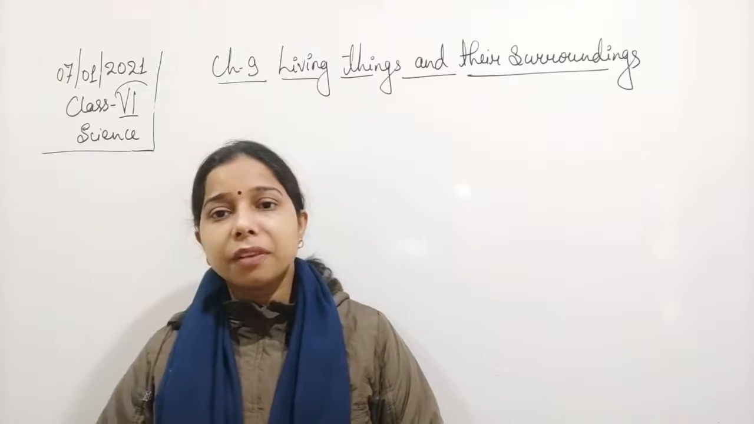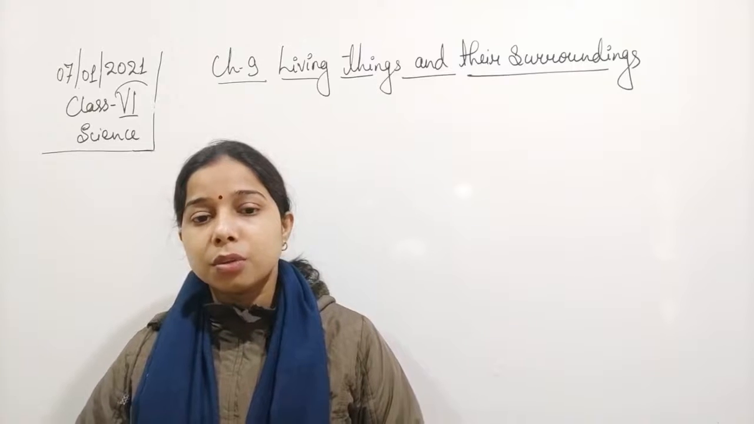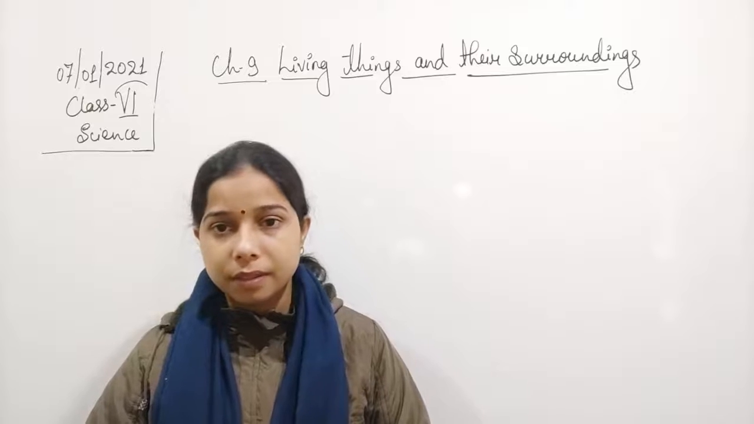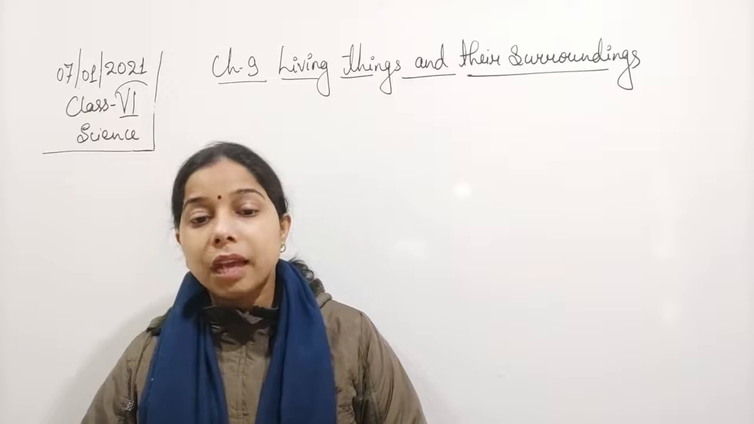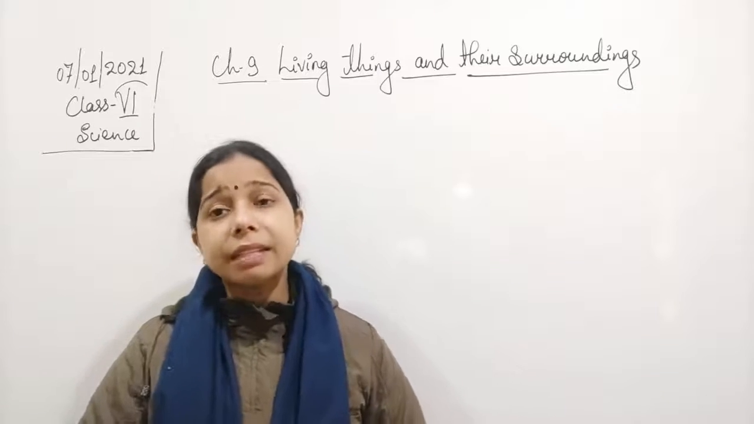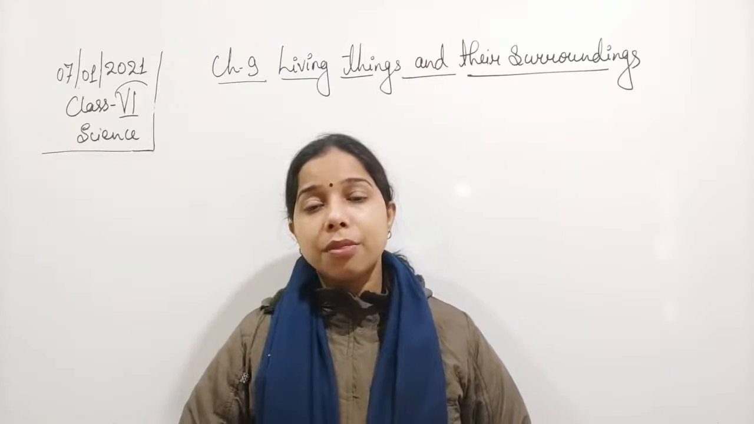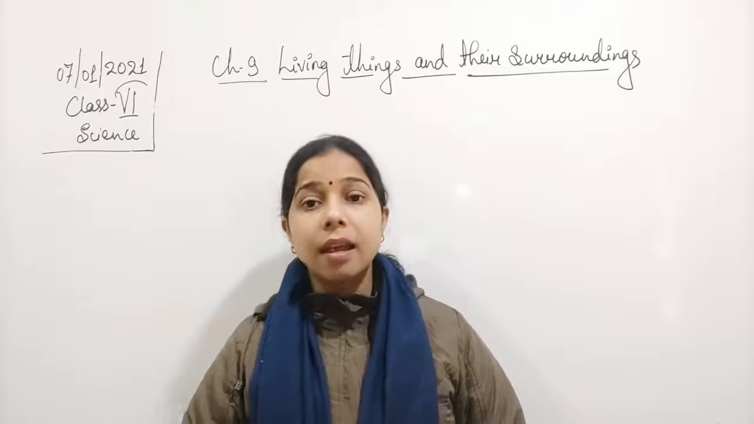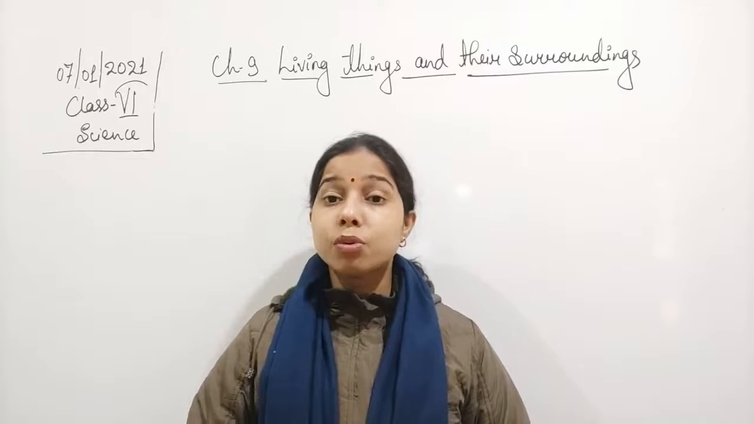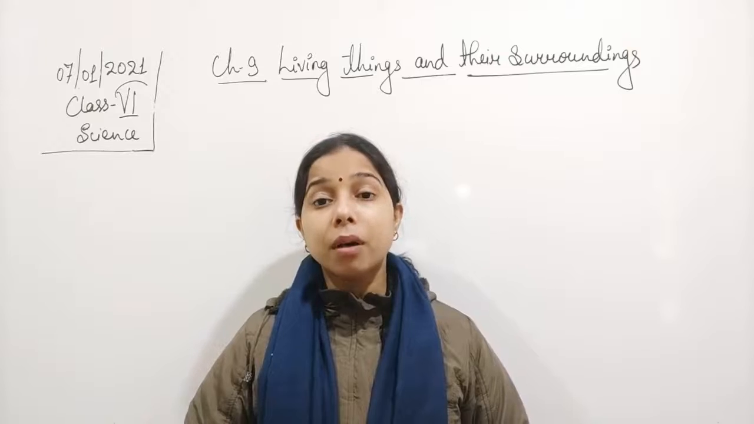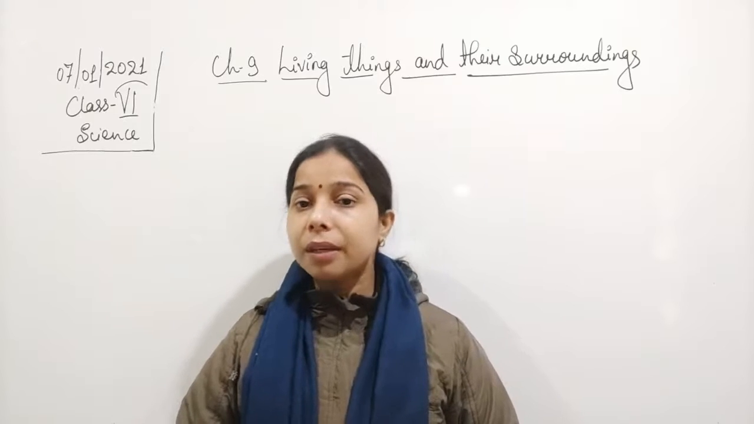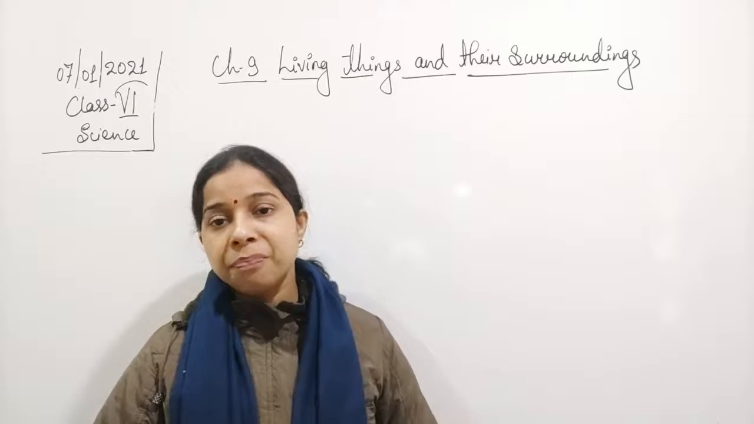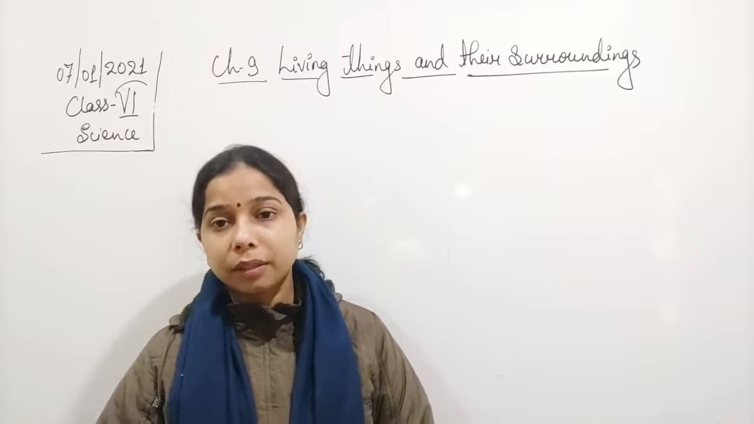If we talk about reproduction, there are different modes of reproduction shown by different types of organisms. If we consider animals, human beings, cats, dogs and other animals give birth to their young ones. So giving birth to the young one is one mode of reproduction shown by organisms.